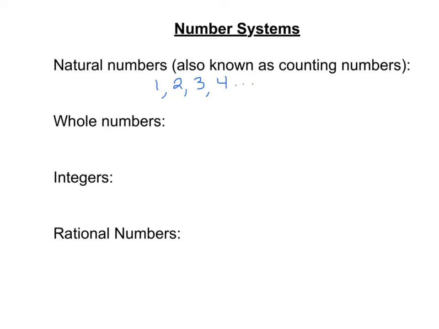The set of whole numbers is the set of natural numbers and 0. So when we talk about the set of whole numbers, we're talking about 0, 1, 2, 3, 4, and so forth. So the only difference between the natural number system and the whole number system is that we also have the number 0.